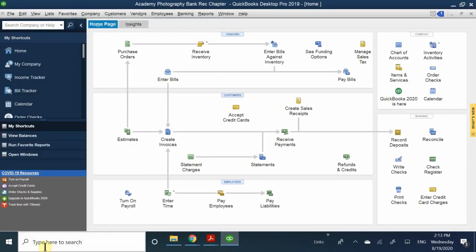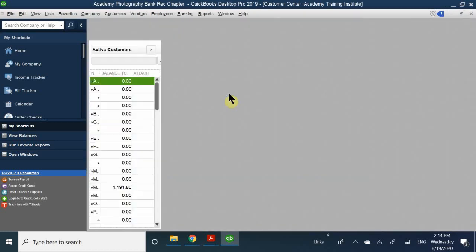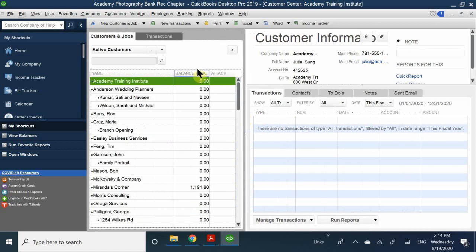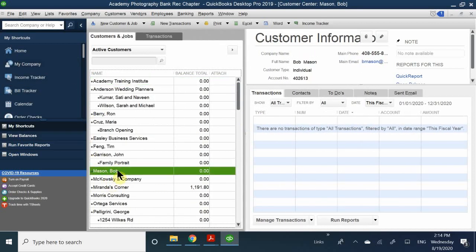So let's go ahead and take a look at that. How do you find Bob Mason? Go in the vendor section. No, customers. Customers, yes. Customer center. Good. He's a customer, right? All right, and let me pull up his profile. Let me pull up the screen. There you go. Okay, so we're looking at Mr. Bob Mason.